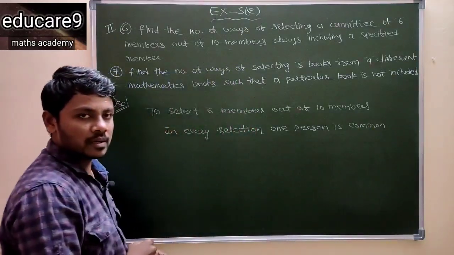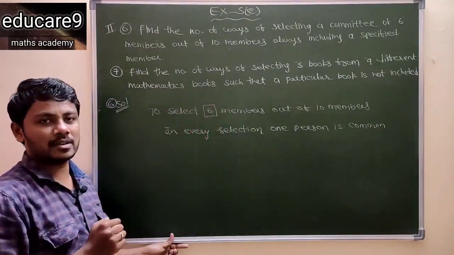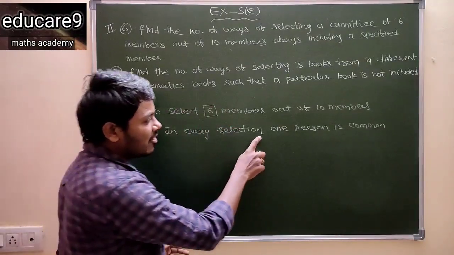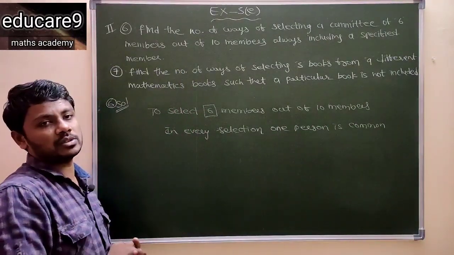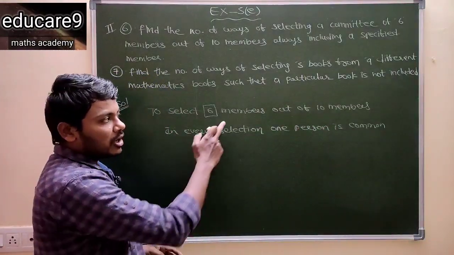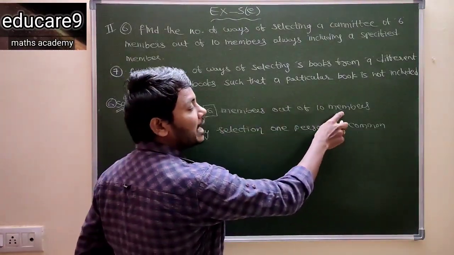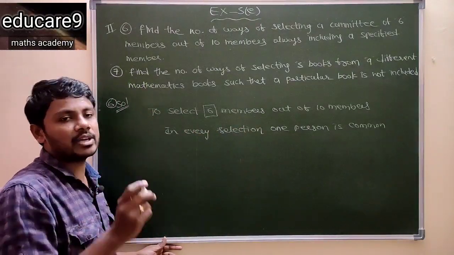But here you need to select a total of 6 members, and in every selection, one person is common. So clearly you need to select only 5 members, because one person is always included. So out of the remaining 9 members, that can be done in 9C5 ways.